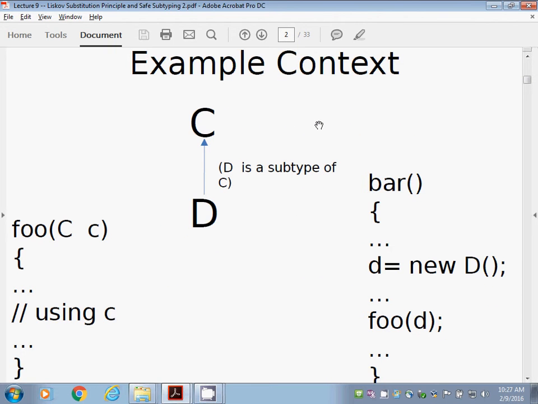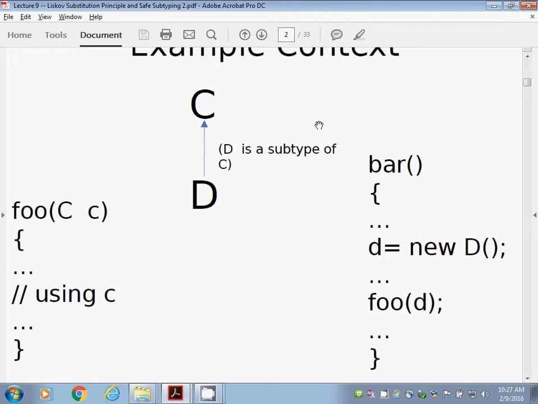Okay, so suppose we have a subtype D, which is a subtype of C, and we have some function or method that takes in a C and uses it.